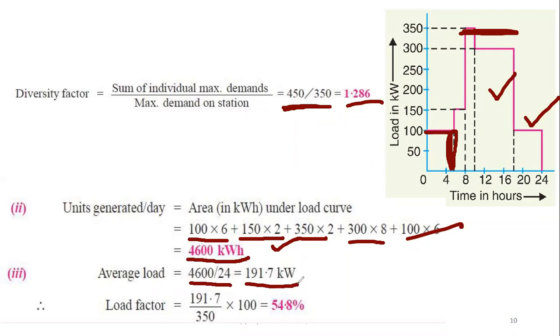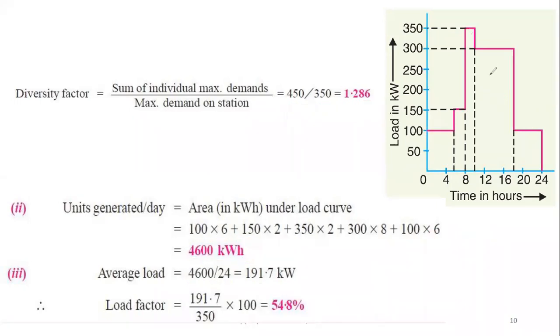And finally, the load factor, the average load divided by the maximum load. The average load we just found is 191.7, and the maximum demand from the graph we can see is 350. So if we divide the average load by the maximum demand, we get the load factor of 54.8%. That's how we will solve this kind of load factor or load curve example problem. Okay, so I think you understand.